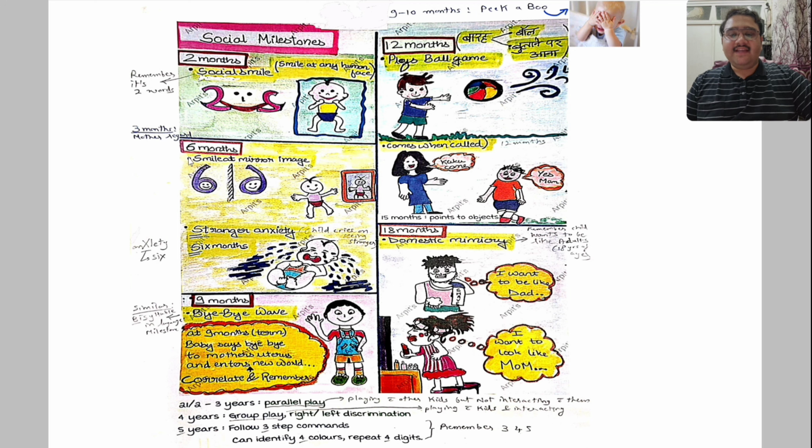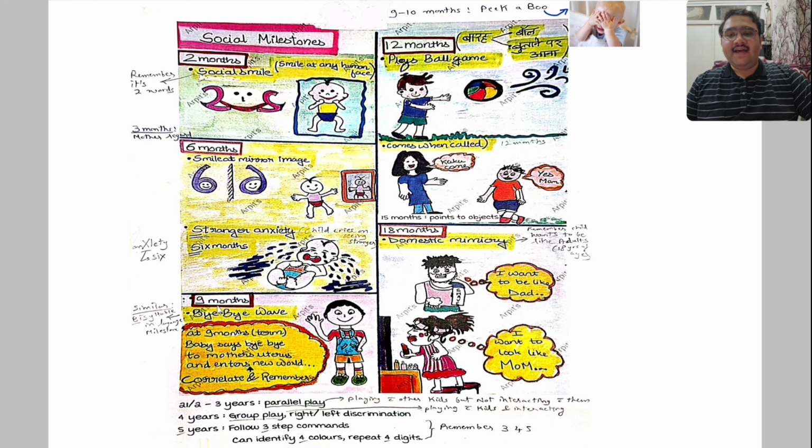Then at 6 months, smiles at mirror image. You can see two sticks like this, and this is the mirror. Then at 6 months, stranger anxiety. So you can remember anxiety XI, so 6XI, stranger anxiety at 6 months.